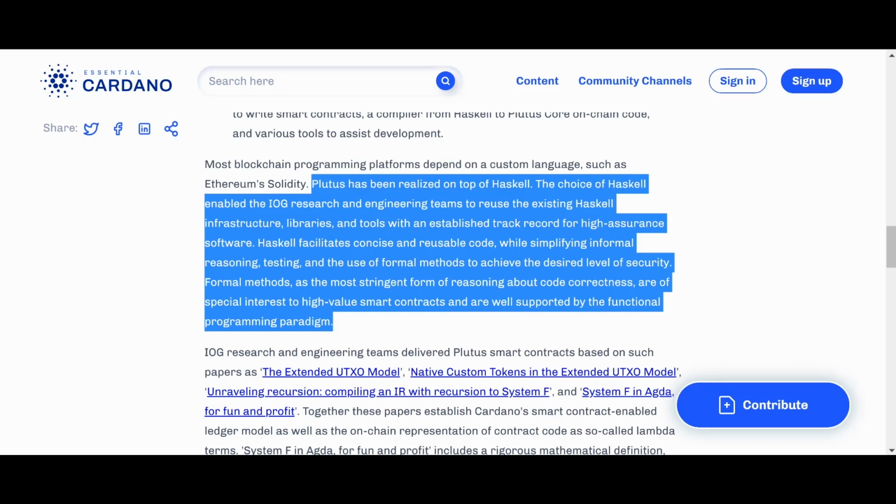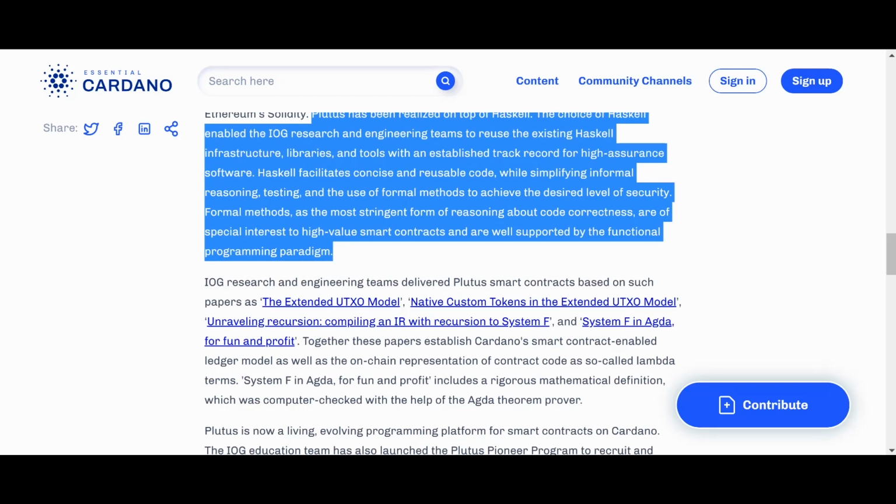Haskell facilitates concise and reusable code, while simplifying informal reasoning, testing, and other use of formal methods to achieve the desired level of security. Formal methods, as the most stringent form of reasoning about code correctness, are of special interest to high-value smart contracts and are well supported by the functional programming paradigm.